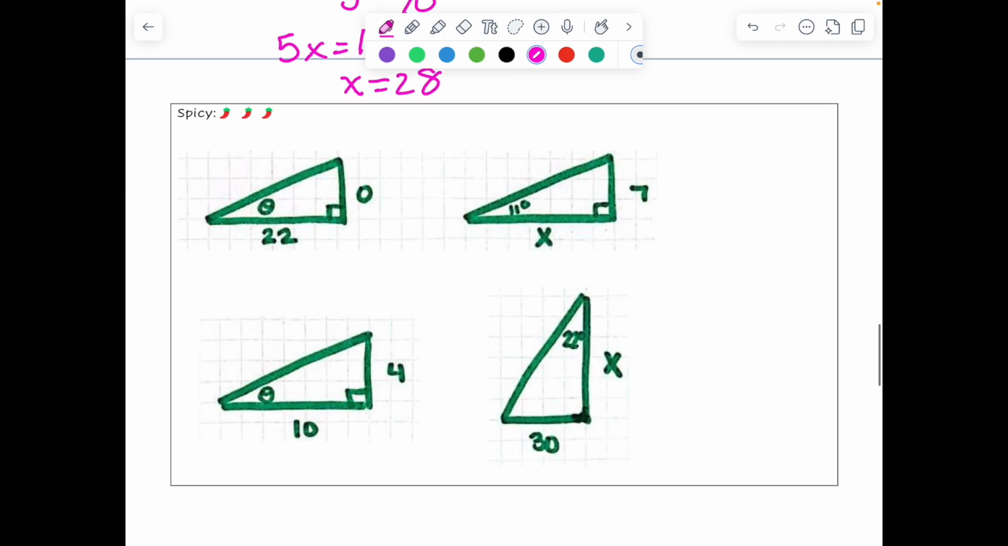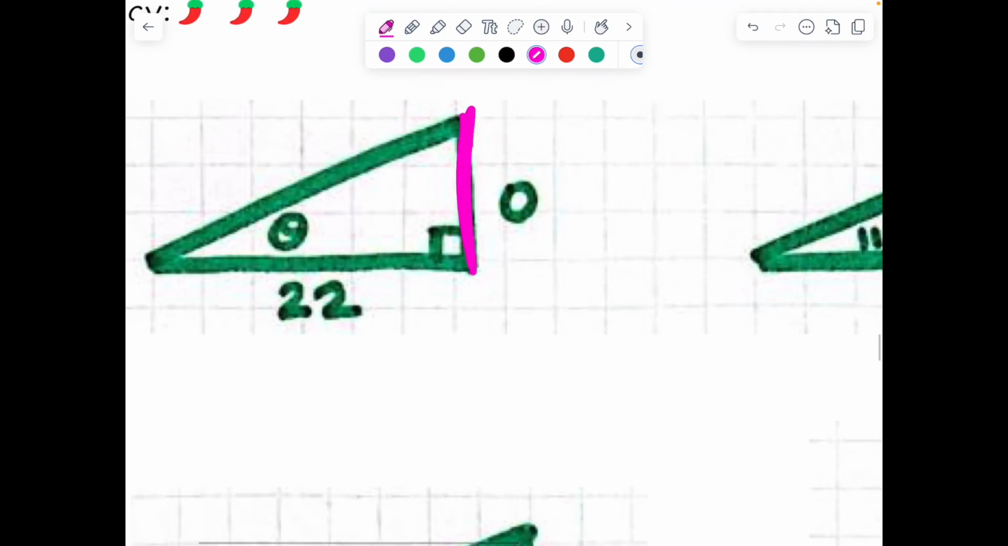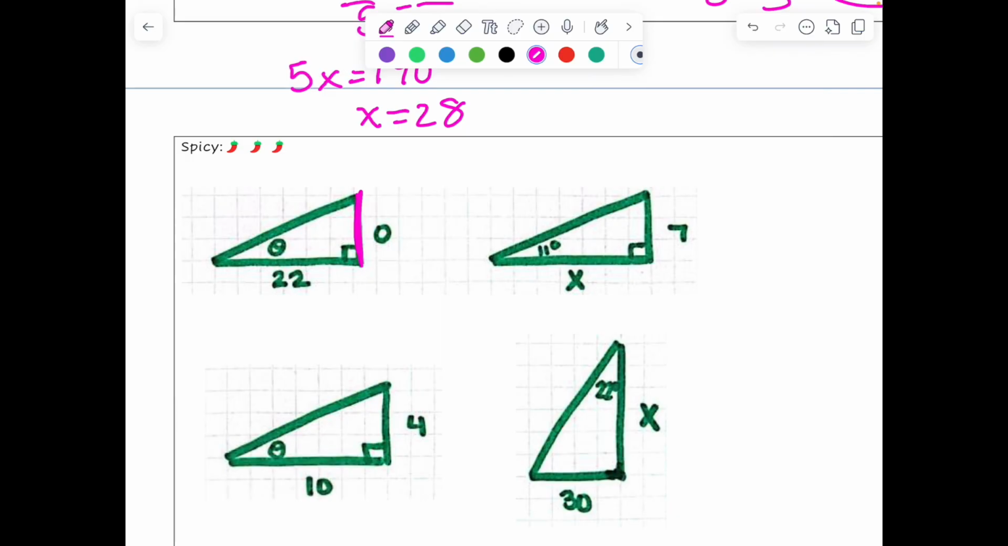Then on to the spicy. Let's think about this. If we have a side length of 0, obviously it doesn't look like 0 in the picture, but if we have a change in y of 0, that means there's no angle. It's really just a straight line. So the angle here is 0 degrees, and we can add that to our toolkit.